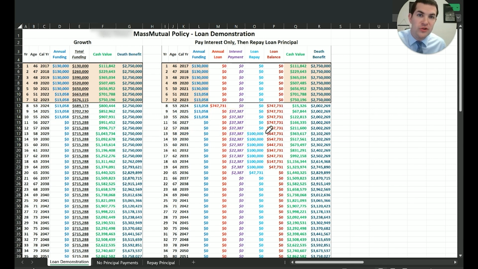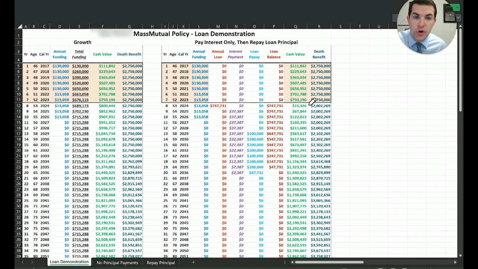And you can attack the loan principal in any manner you'd like. I just made it simple here and assumed $100,000 per year is applied toward the principal, in addition to paying the loan interest each year. But what you'll notice here, and you'll see this in any loan illustration, is once the loan is paid back, look at your cash value and death benefit and compare it with the illustration where you just let it sit and grow. Numbers are identical.